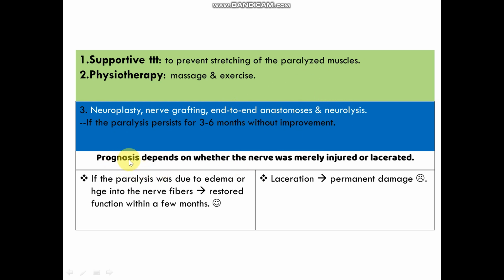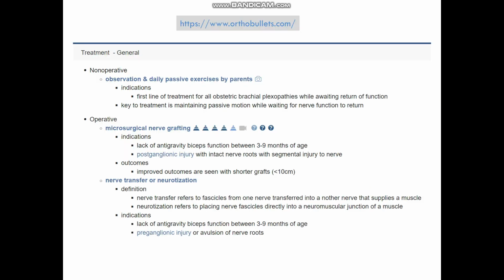So, the prognosis depends on whether the nerve was merely injured or lacerated. If the paralysis was due to edema or hemorrhage into the nerve fibers, then the function is restored within a few months. So, this is the good prognosis here. However, if there is laceration of the nerve fibers, then permanent damage occurs. If you want further reading on the treatment of obstetric brachial plexopathy, please visit Orthopolis.